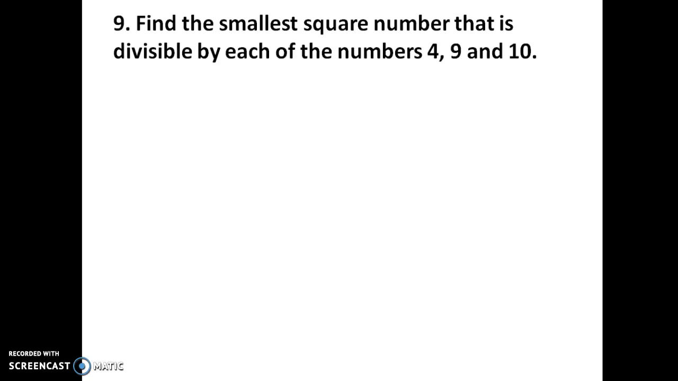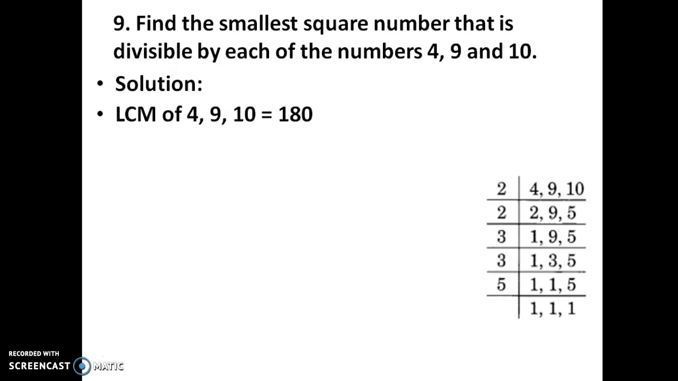Ninth problem: find the smallest square number that is divisible by each of the numbers 4, 9 and 10. So we have to find a square number which is divisible by these three numbers. So you have to find the LCM. How will you find the LCM? Write all three numbers. You know how to do the LCM, right?